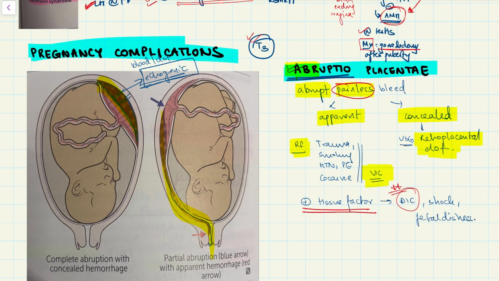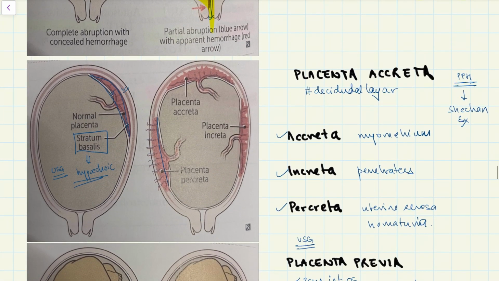Due to abruption, there is stimulation of tissue factor and hence it leads to DIC, shock and fetal distress. Abruption is a life-threatening condition for both mother and the fetus, right? And remember, abruption is associated with DIC due to activation of tissue factor. The next complication is the placenta accreta spectrum disorder.